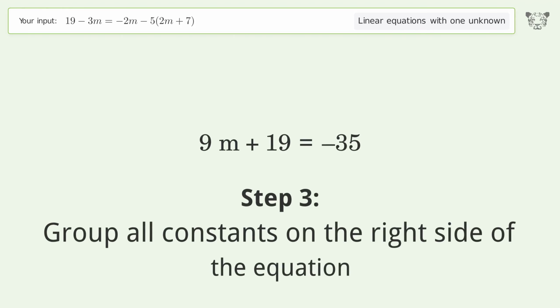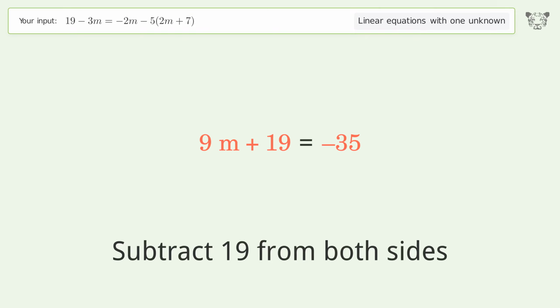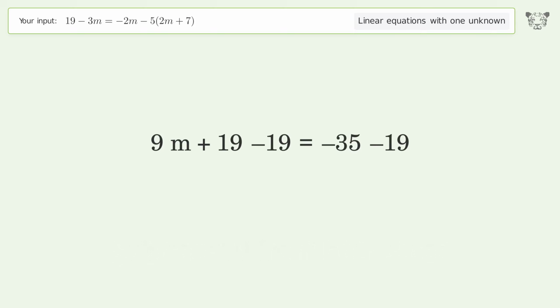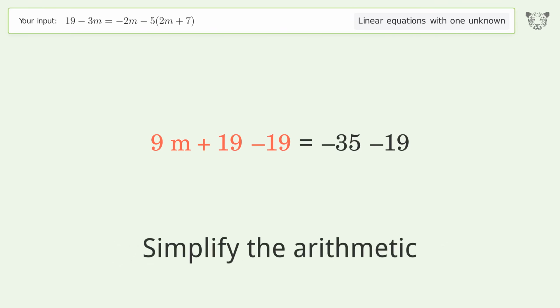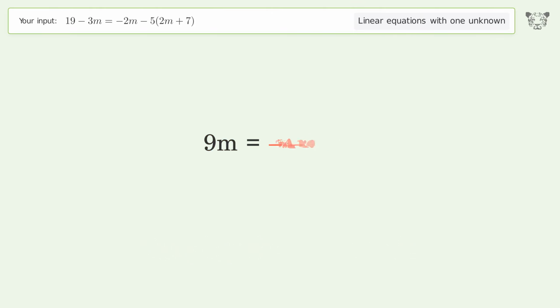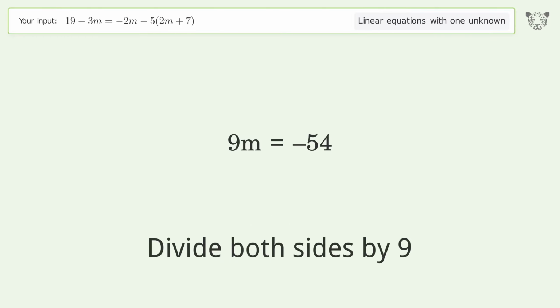Group all constants on the right side of the equation. Subtract 19 from both sides. Simplify the arithmetic. Isolate the x. Divide both sides by 9.